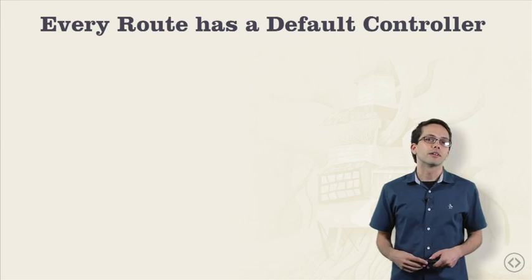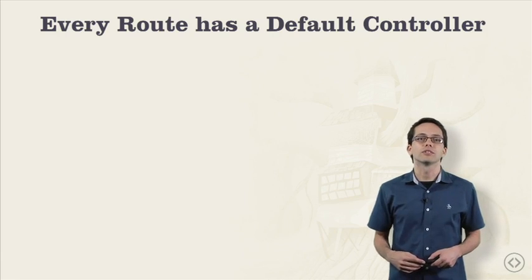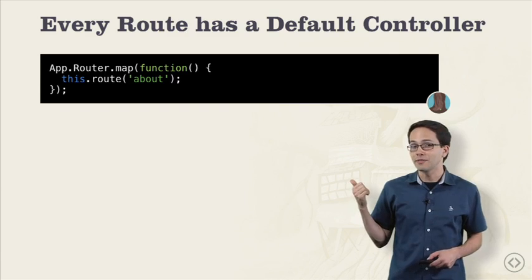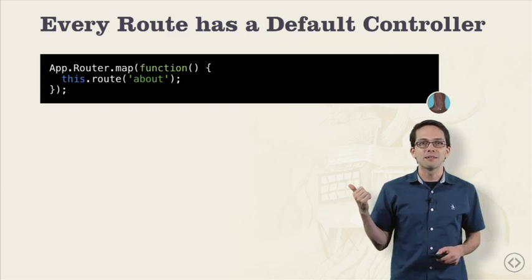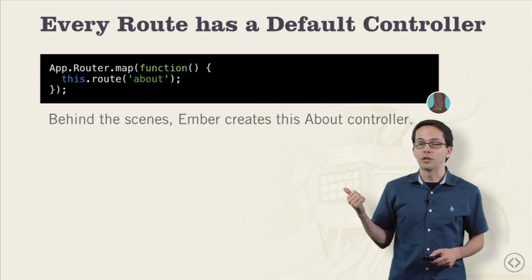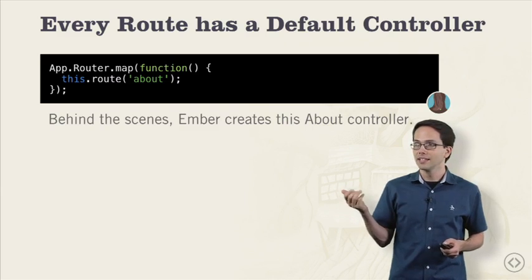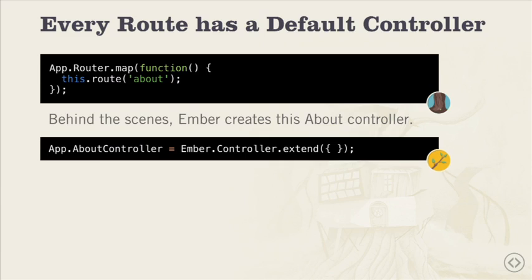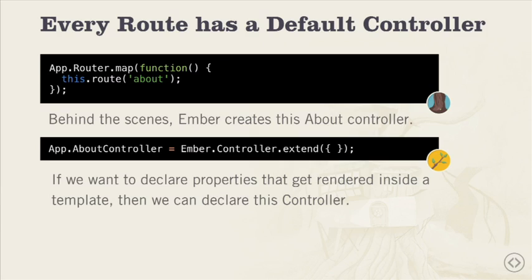It turns out in Ember, every route has a default controller. Remember our about route? Well, we didn't have to define a controller there. That's because Ember automatically created one for us behind the scenes. It looks a little bit like this. But we don't need to write that code. We only need to write that out if we need to define properties inside of the controller, which we don't, so we don't need to have it.